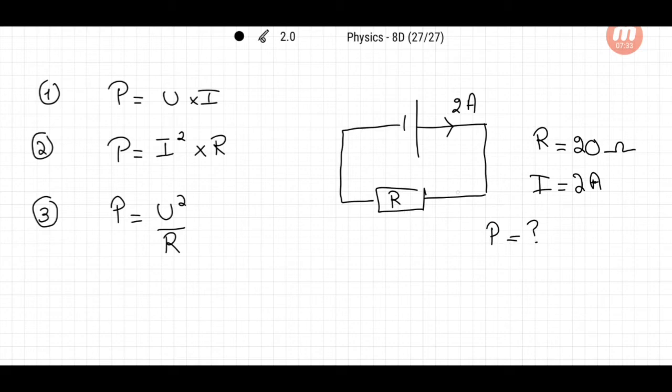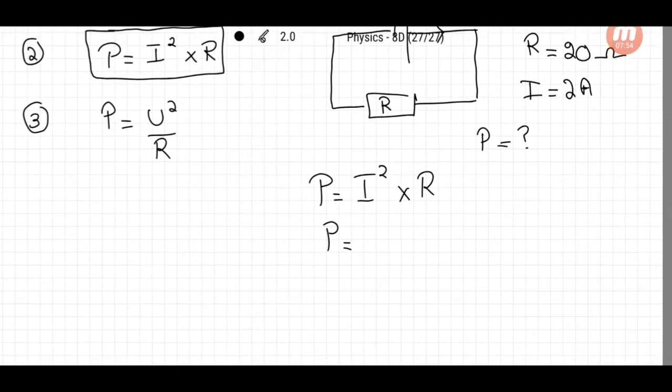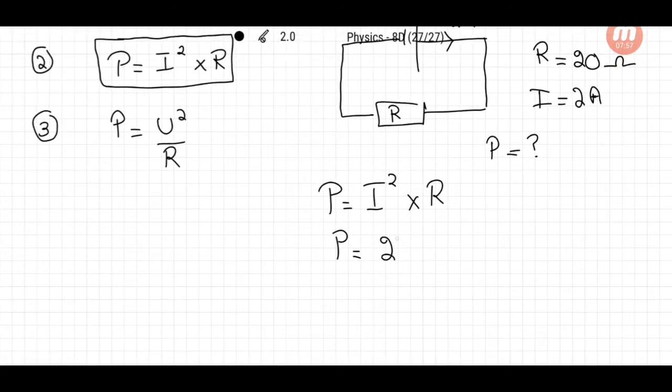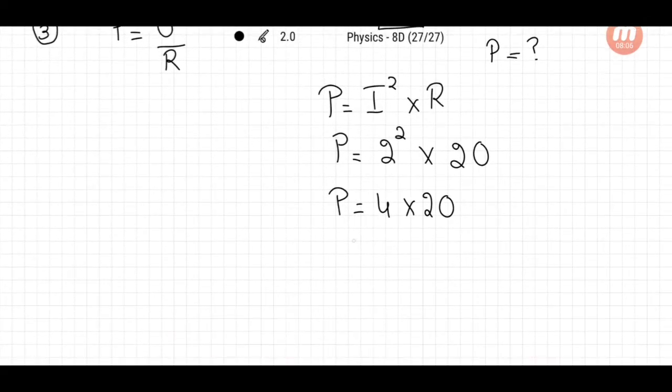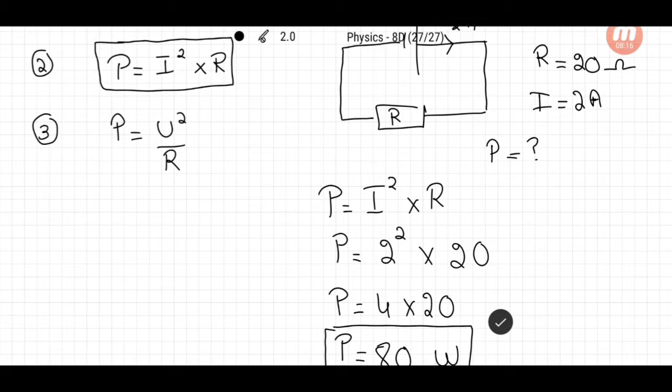So I have the current that is passing through the resistor, which is equal to 2 amperes, and I have R. So I can use this formula since I have I and R. So P equals I squared times R. P equals I squared, which is 2 squared, times R, which is 20. So P equals 4 times 20. So P equals 80 watts. So the power consumed by the resistor is 80 watts.